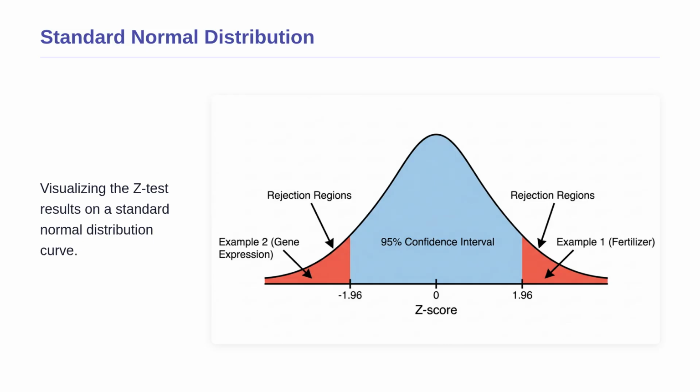However, the red areas on the far left and right are the rejection regions. Notice where our two examples landed. The fertilizer example gave a z-score of 2.5, landing deep in the right rejection region. The gene expression example gave -3.0, landing in the left rejection region. Both results are statistically significant.